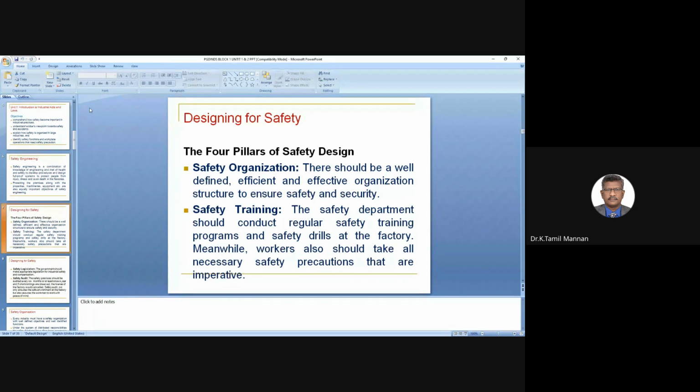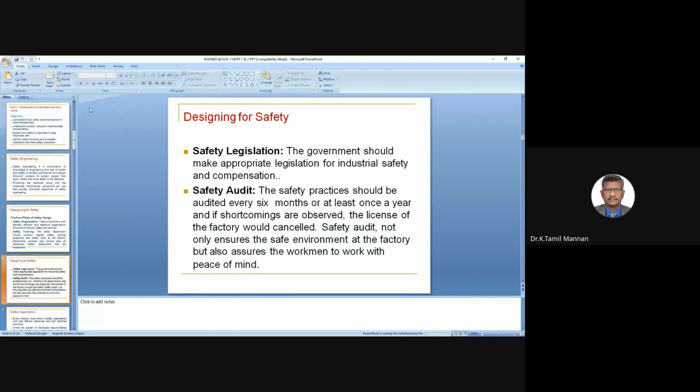The safety department should conduct regular safety training at periodical intervals, and safety drills, the practical drills of the factory. Meanwhile, the workers also should take the necessary safety precautions as per the industrial safety rules and acts. So safety training is one of the pillars to design industrial safety and safety legislations.